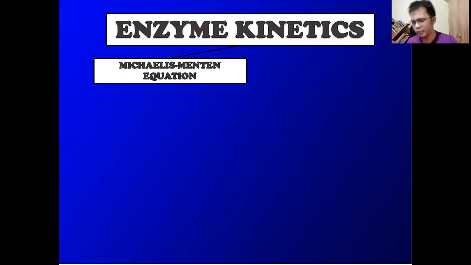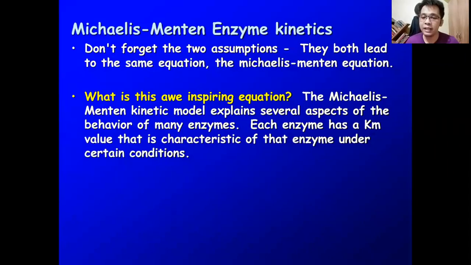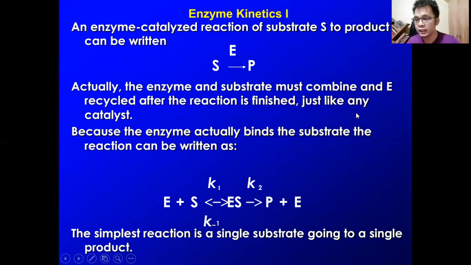What is the Michaelis-Menten equation? Ayan. Okay, the Michaelis-Menten equation is a kinetic model to describe the aspects of the enzyme's behavior. Kasi nga, each enzyme has a Michaelis-Menten constant or Km. So what is Km? Di-discuss natin ito mamaya. So paano ba na-derive yun?